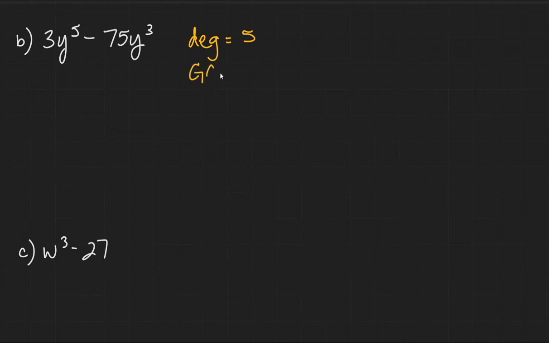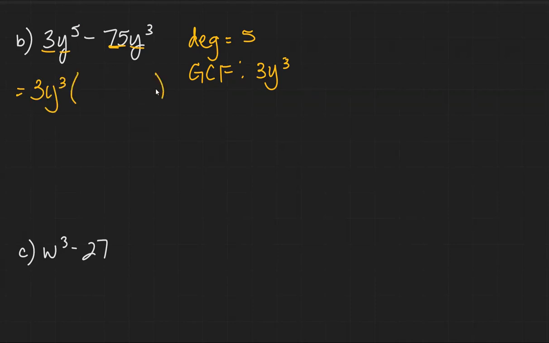Let's see if we can find one. So GCF between 3 and 75, that's going to be 3, because 3 goes into both. Okay, now the GCF between y to the 5th and y cubed, they both have variables, so it's going to be the smallest power, which in this case is 3. So 3y to the 3rd is our GCF. So equals 3y to the 3rd.